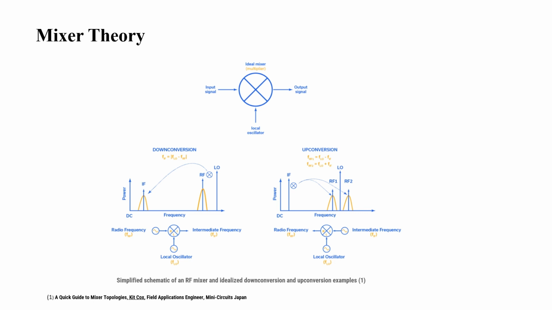Here are the key parameters of a mixer. Conversion loss: the difference in power between the input RF signal and the output IF signal, typically measured in dB. Lower conversion loss indicates better efficiency. And isolation: the degree of separation between the mixer's ports. High isolation reduces interference and ensures proper operation.